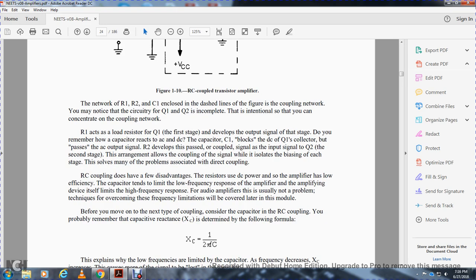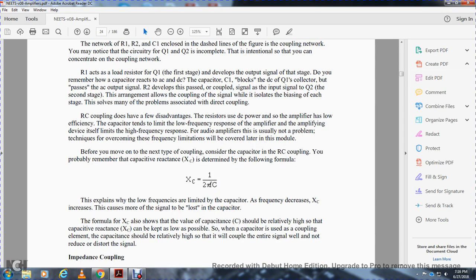The RC coupling does have a few disadvantages. The resistor uses DC power, so the efficiency of the amplifier is low. The capacitor tends to limit the low frequency response of the amplifier, and the amplifying device limits the high frequency response. For audio amplifiers, this is usually not a problem. The techniques to overcome the frequency limitations will be covered later in this module.